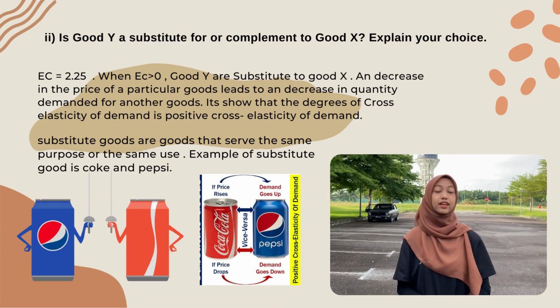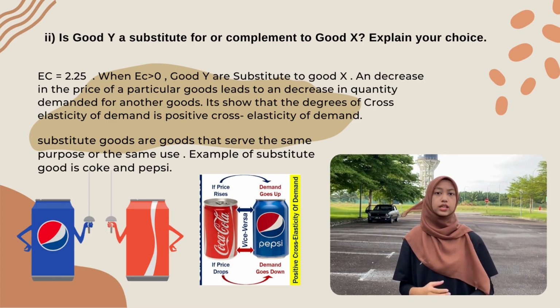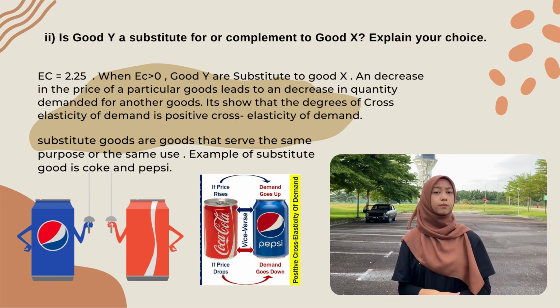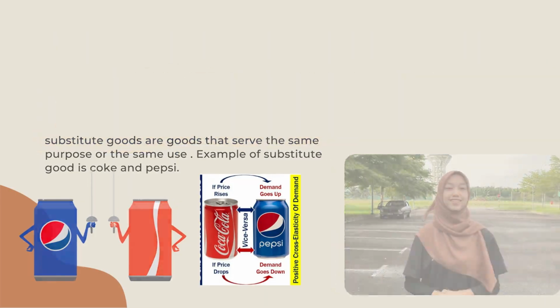Then I will explain substitute goods. Substitute goods are goods that serve the same purpose or the same use. An example of substitute goods is Coke and Pepsi.